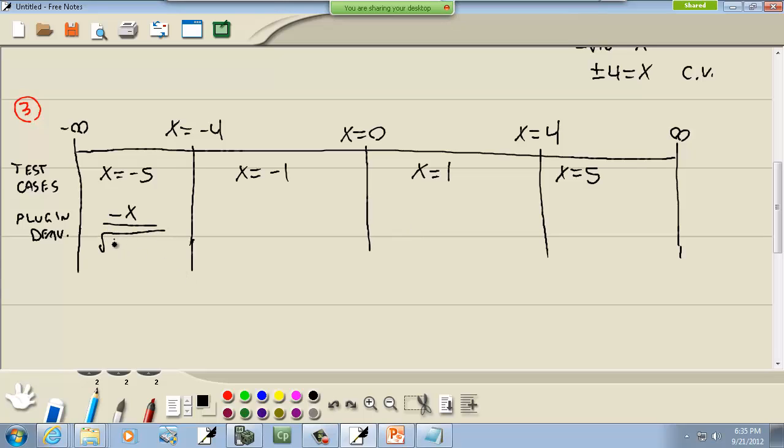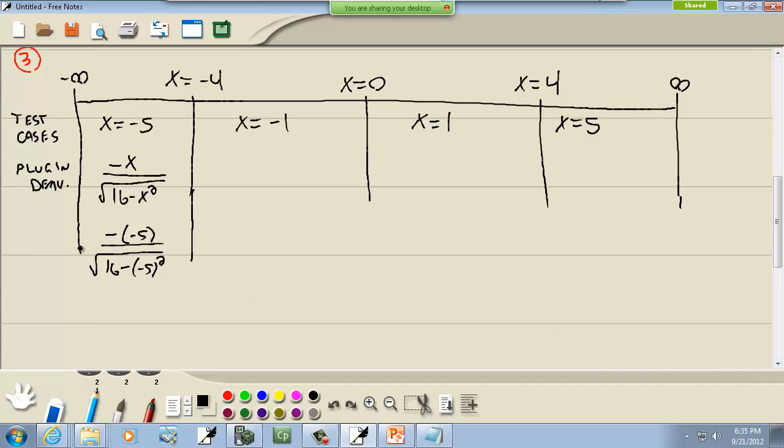So this is square root of 16 minus x squared. Okay, let's plug in the negative 5. So we got negative 5 over square root of 16 minus negative 5 squared. Well, negative gives us a positive 5, and we have the square root of 16 minus negative 5 squared, which is 25.